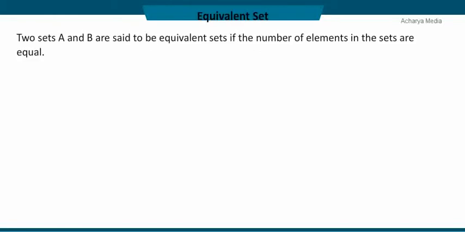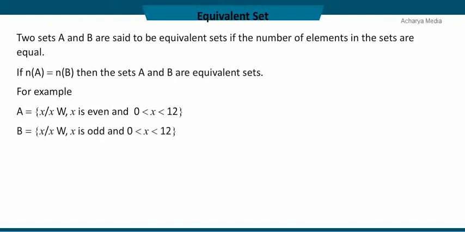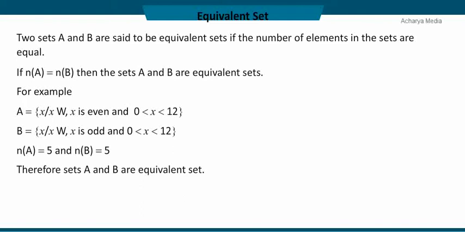Two sets A and B are said to be equivalent sets if the number of elements in the sets are equal. That is, if n of A is equal to n of B, then the sets A and B are equivalent sets. For example, if A is equal to the set of all x such that x belongs to the whole number system and x is an even number that lies between 0 and 12, and B is equal to the set of all x such that x belongs to the whole number system and x is an odd number that lies between 0 and 12, n of A is equal to 5 and n of B is equal to 5. Since both sets have the same number of elements, sets A and B are equivalent sets.